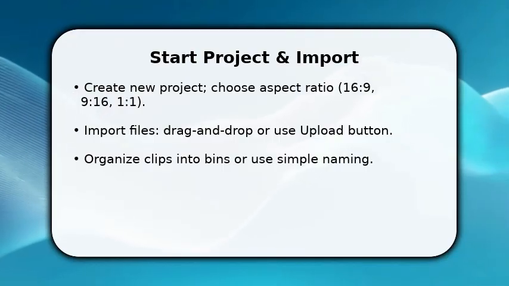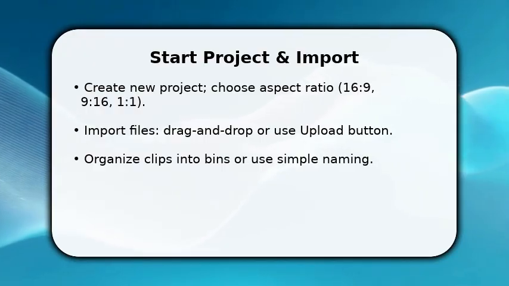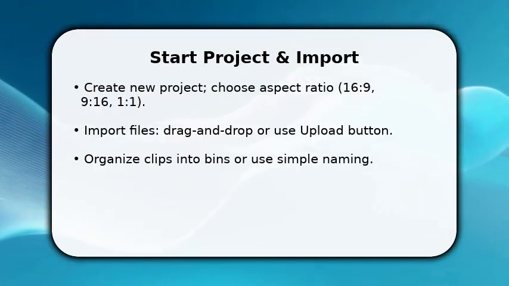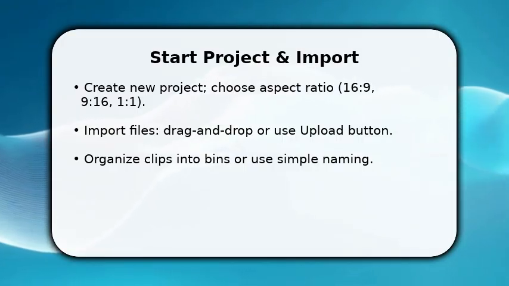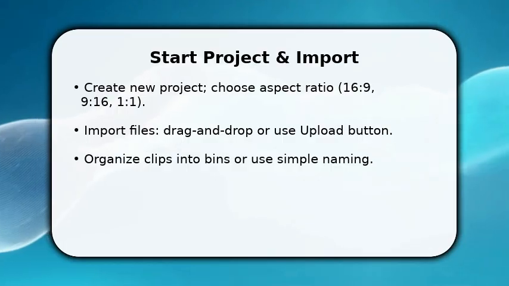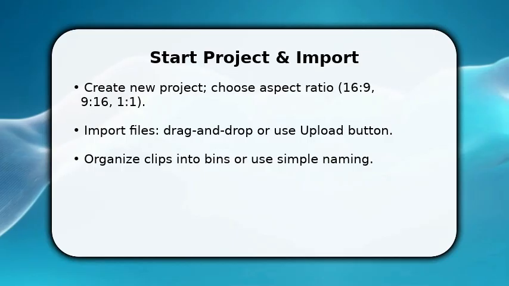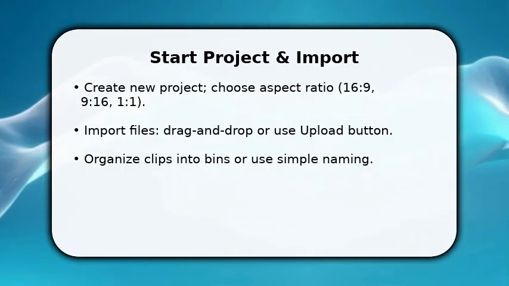You begin by creating a new Clipchamp project and selecting the aspect ratio you need. 16:9 is standard, and 9:16 fits vertical formats. Next, import footage. Drag and drop or click upload to pull files from your device. Once done, organize clips into bins or rename them so you can find content quickly. This saves time when editing. Make sure to check footage formats and frame rates early so timelines behave predictably.